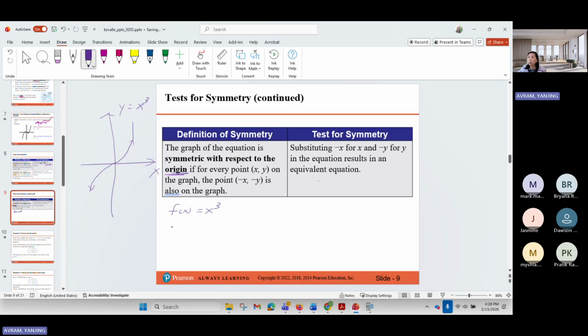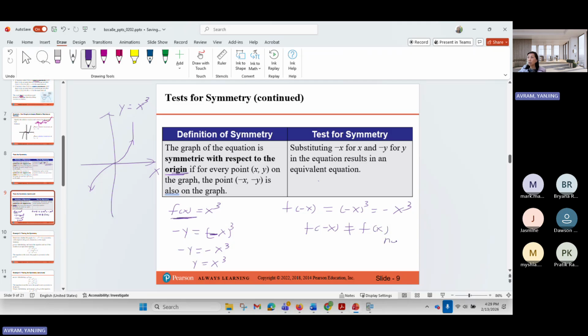And then if I replace y with negative y, and I replace x with negative x, right? And then we're going to have negative y equal to negative x cubed, because negative 1 to the cube is still negative. And I can multiply both sides by negative 1, so I still get y equal to x cubed, right? So that means if I replace x by negative x, I will get negative x cubed. So this f of negative x is not equal to f of x, right? Not equal to. Look at this one right here.